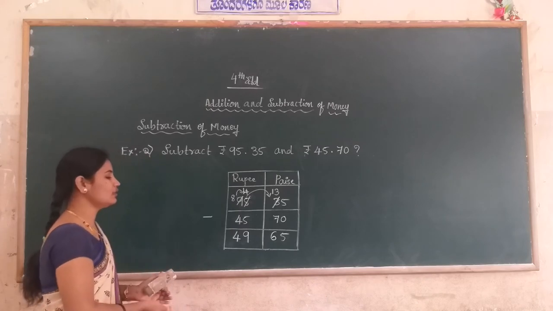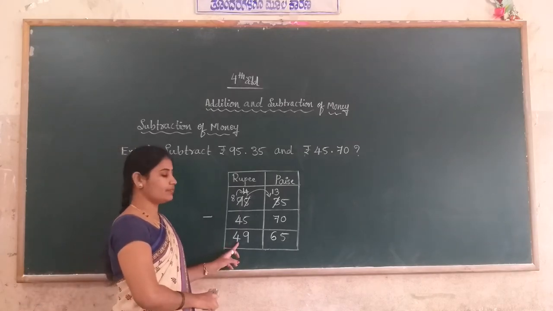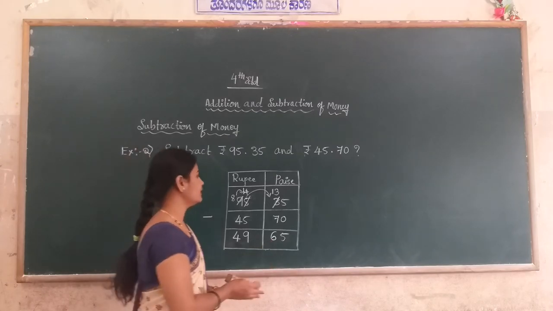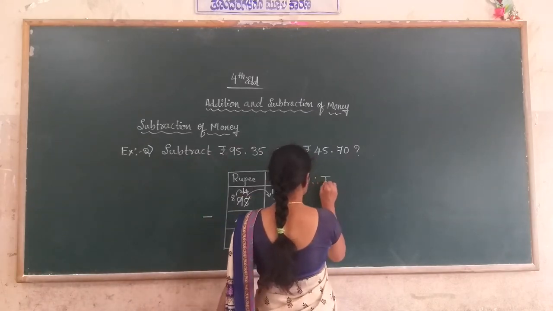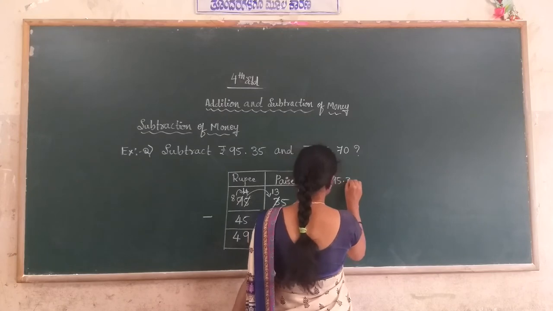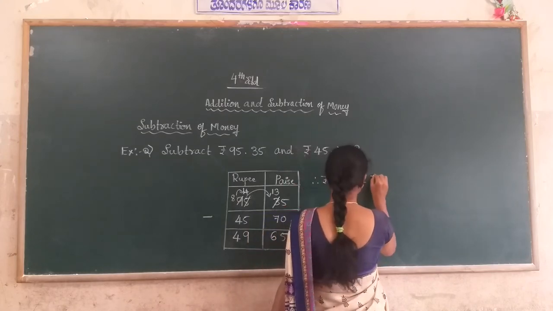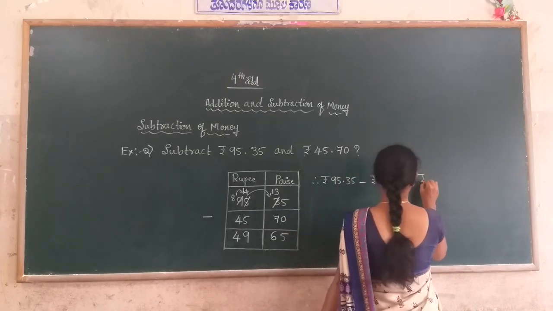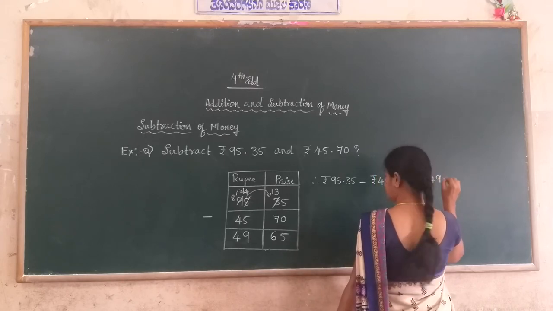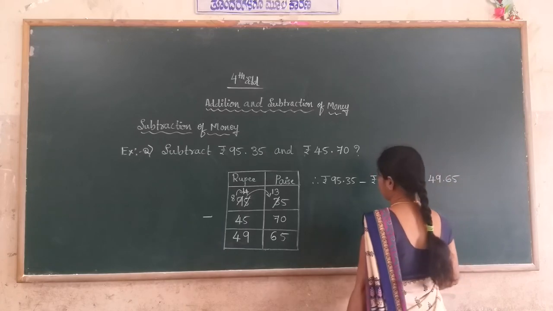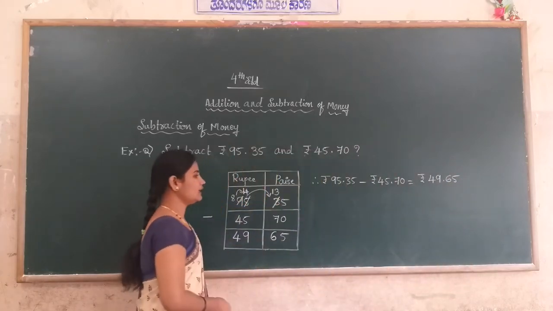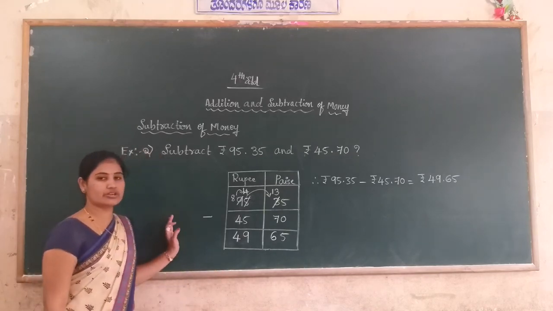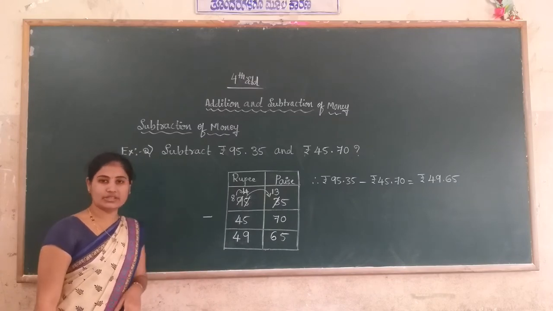What is the remaining amount after the subtraction? 49 rupee 65 paise is the answer after the subtraction. Okay, therefore 95 rupee 35 paise minus 45 rupee 70 paise is equal to 49 rupee 65 paise. This is the answer after the subtraction. Okay, this is the method of solving the subtraction of money with borrow or without borrow.